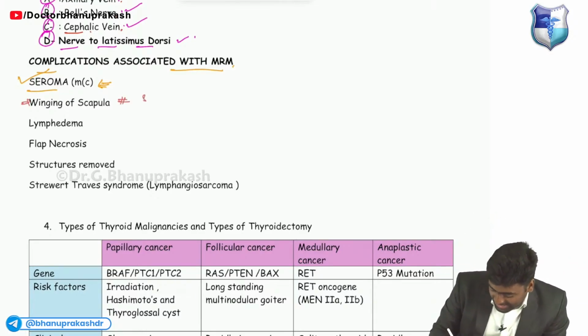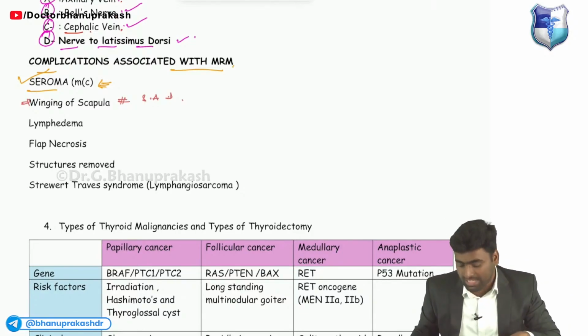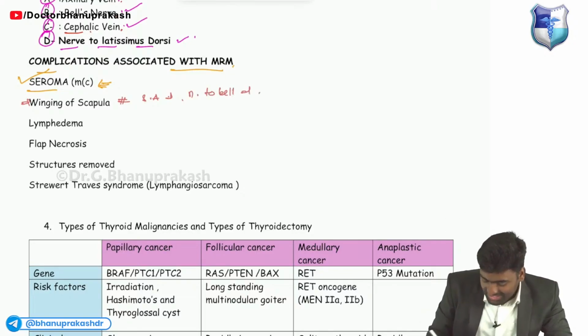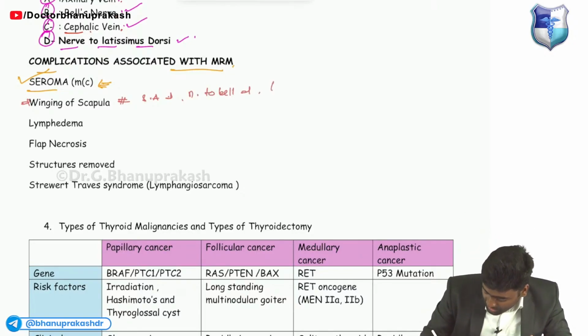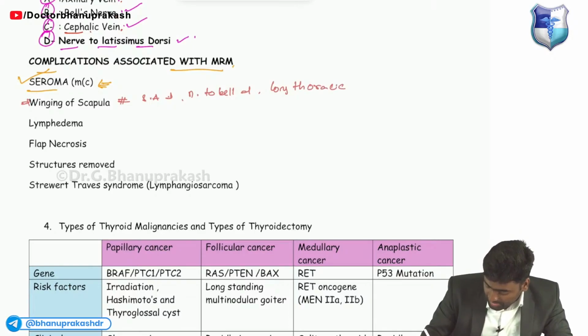Then, if there is damage to the nerve which supplies the serratus anterior, it causes winging of the scapula. This is also known as the nerve of Bell. What is the name of this nerve? Tell me. Yes, the long thoracic nerve. So it is this long thoracic nerve. Good.